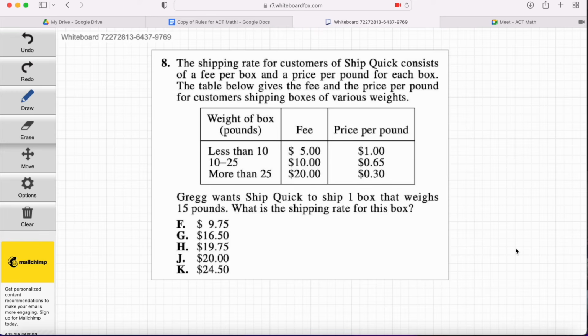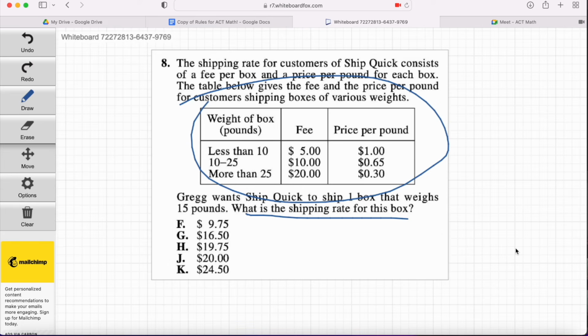Okay. What are we solving for here, Abby? The shipping rate for the box. Good. Again, the thing we're solving for is always at the end of the question. So we have to find the shipping rate for this box. I don't think it's obvious how to calculate that. Let's first start by just understanding this chart up here.